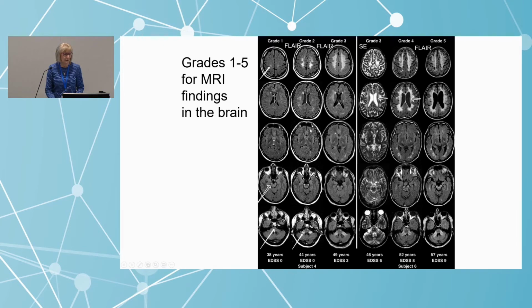We created a grading system, grades 1 to 5, to use these findings for comparisons with the symptoms. Here we can see examples of 2 patients. The first one had grades 1 to 3, and the other one from grade 3 to 5. And here we can see those grade 3 changes both in the FLAIR sequence and in the SPINNACLE sequence.